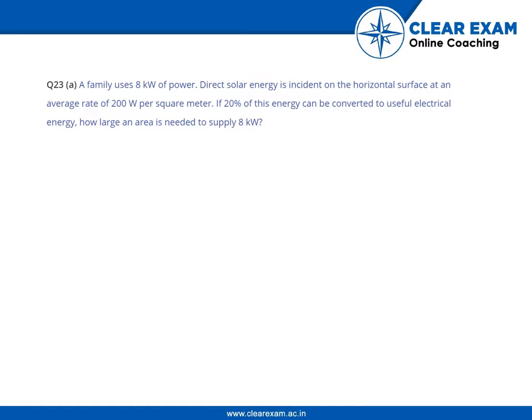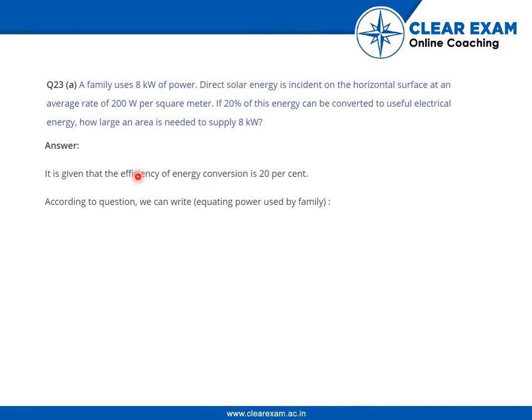Let us go through the question. A family uses 8 kilowatt of power. Direct solar energy is incident on the horizontal surface at an average rate of 200 watt per square meter. If 20% of this energy can be converted to useful electrical energy, how large an area is needed to supply 8 kilowatt? It is given that the efficiency of energy conversion is 20%.